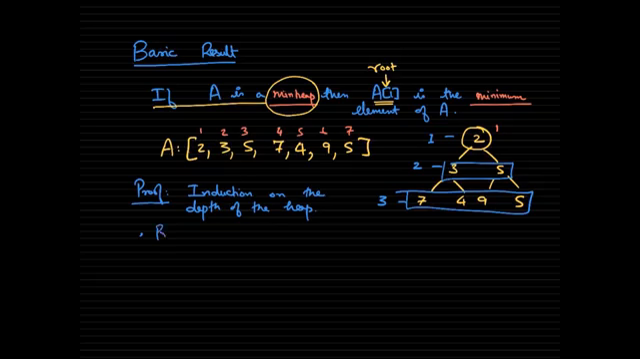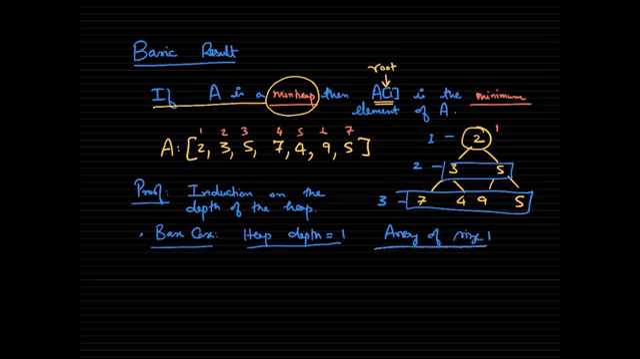Okay, so base case: heap depth equals 1. If heap depth is 1, then the heap is very simple. It's simply an array of size 1. It's just got one element in it. So it's just the root by itself. Therefore, the root, or A of 1, is trivially the smallest element.